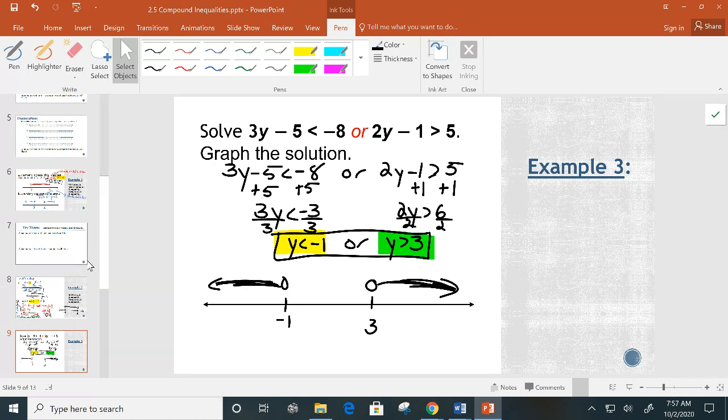Don't forget your inequality rules. When you multiply or divide by a negative only, you're flipping the inequality sign.